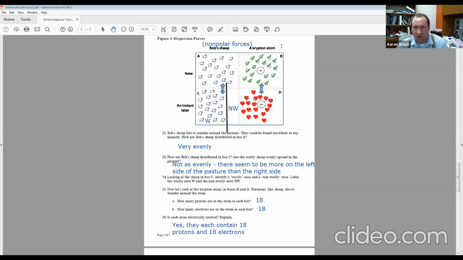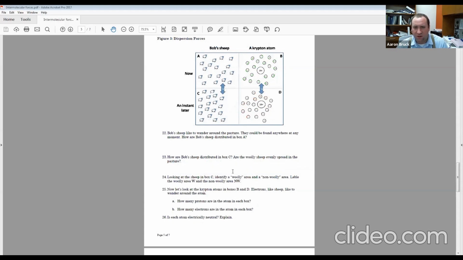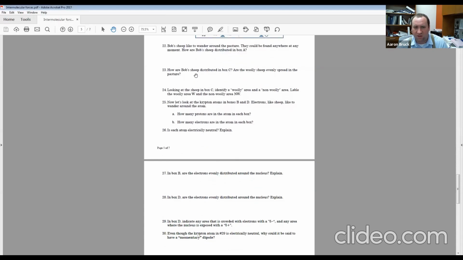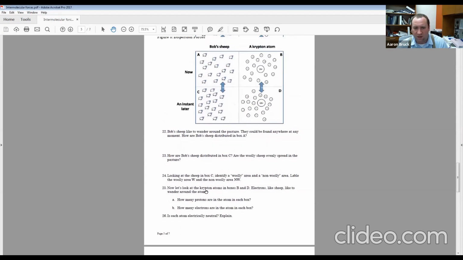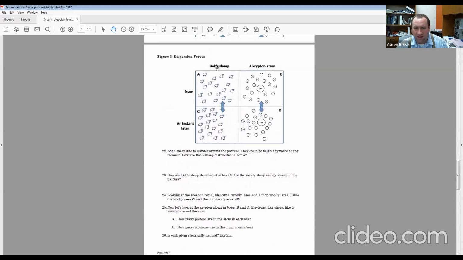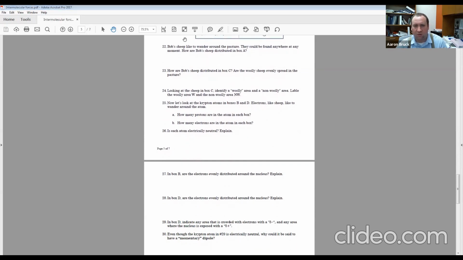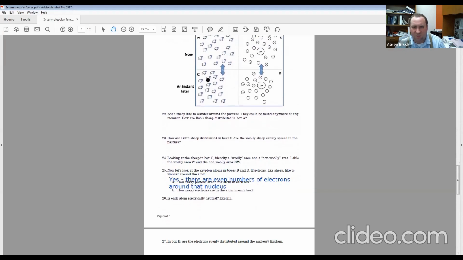But what we want to do is look at this a little bit more closely. If I go up to box B, I can see that yes, the electrons are evenly distributed around the nucleus. There are even numbers of electrons around that nucleus. But in box D, we have the same kind of problem that Bob Sheep had in box C. There seems to be a concentration of electrons in and around the left-hand side of that atom.